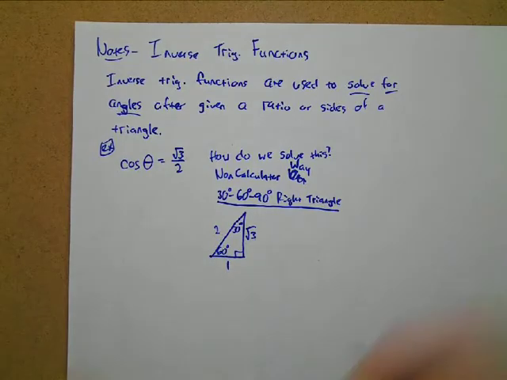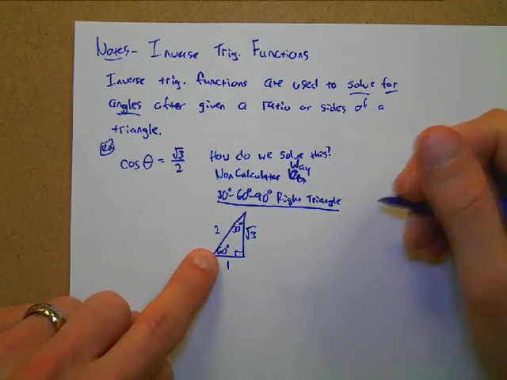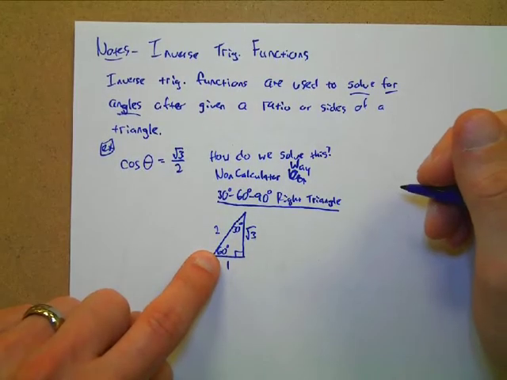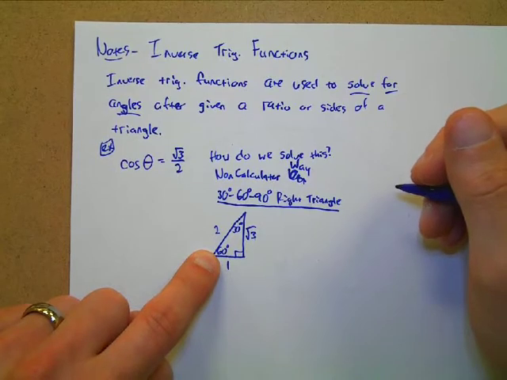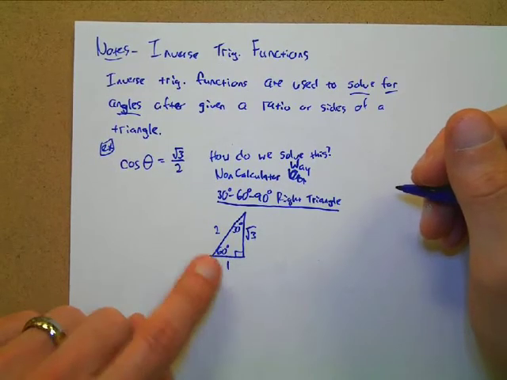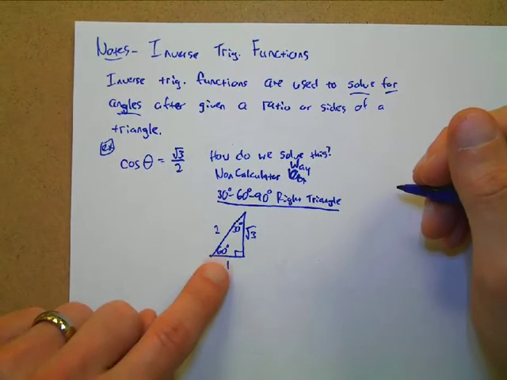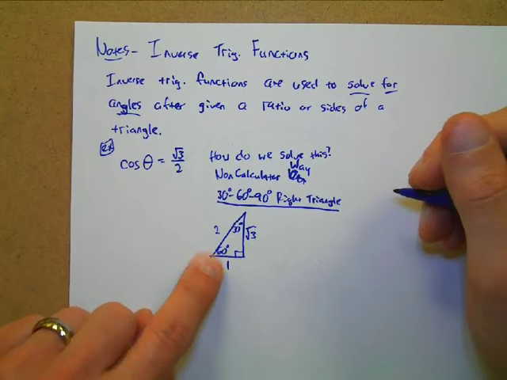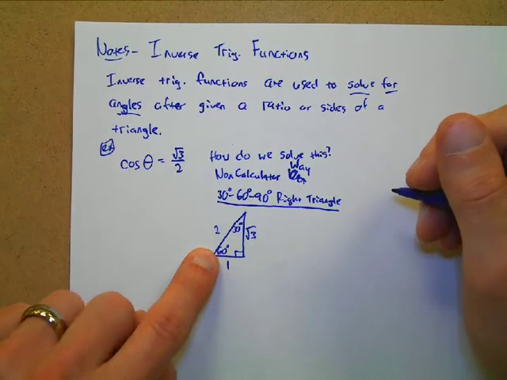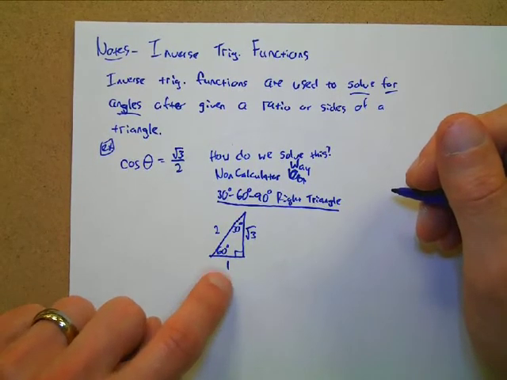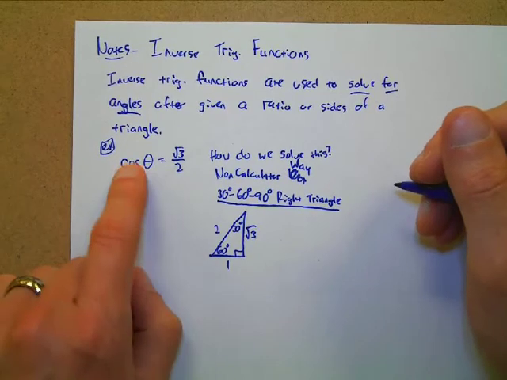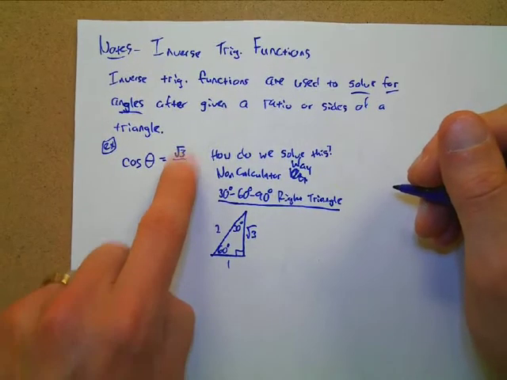What's the adjacent leg to 60 degrees? That's not the adjacent leg, that's the hypotenuse. Be careful. It's 1, right? And the hypotenuse of this triangle is 2. So the cosine of 60 is 1 over 2. That's not what we want. We want cosine of our angle to be root 3 over 2. So let's try the 30-degree angle.